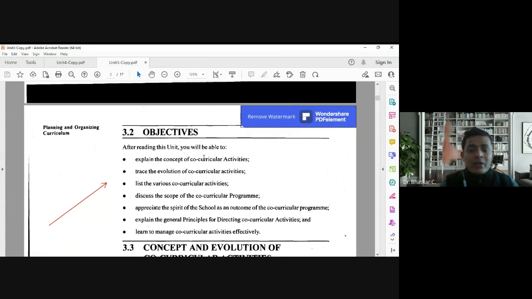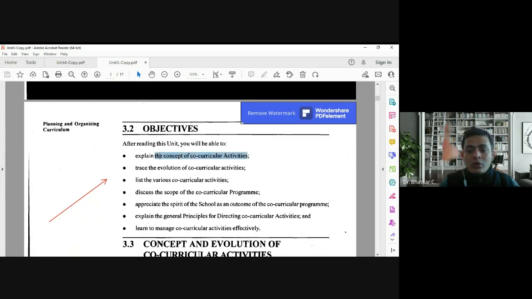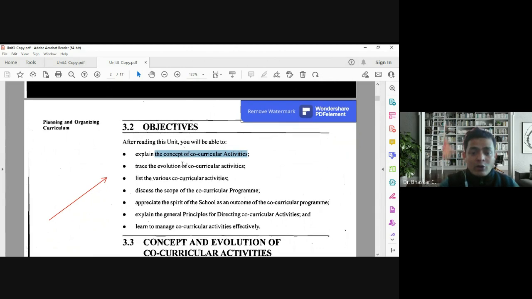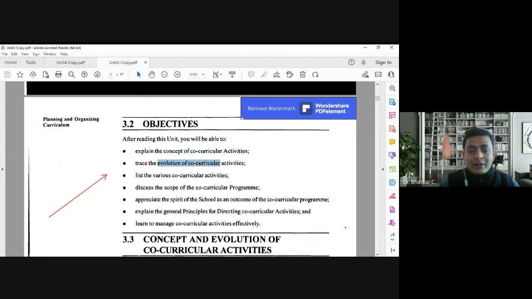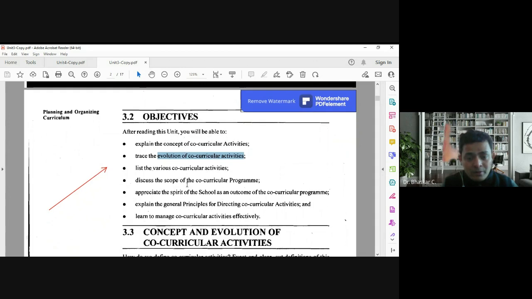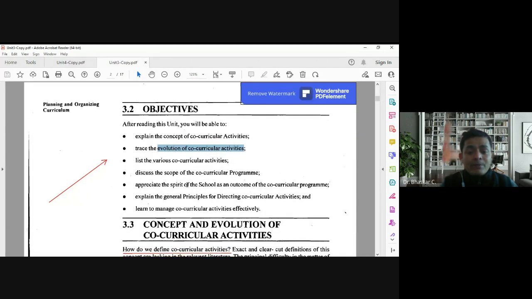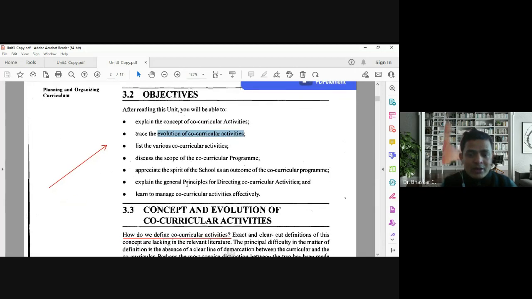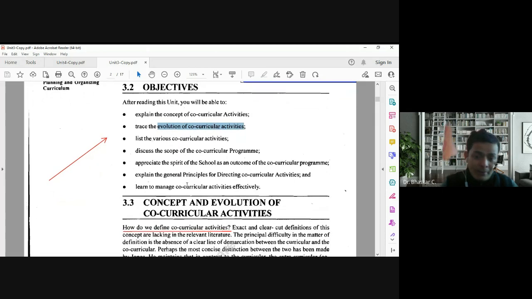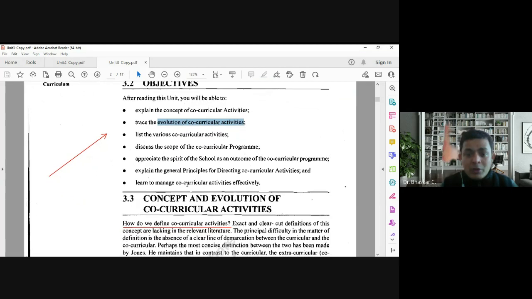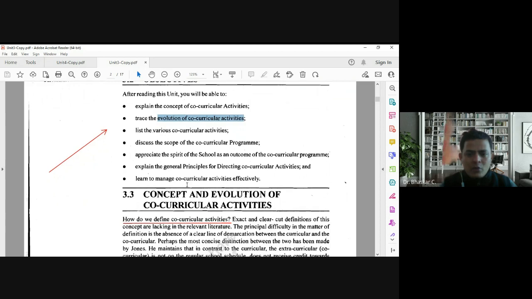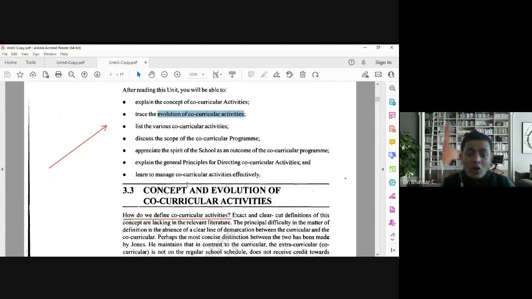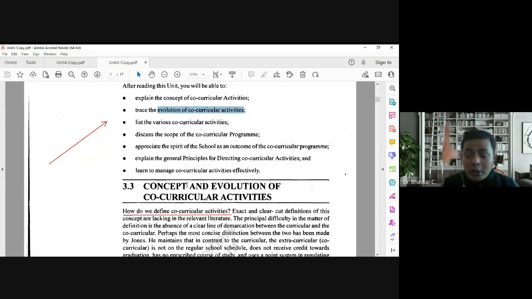What is the first objective? It is to explain the concept of co-curricular activities. Now we need to explain what is actually the meaning of co-curricular activities. Second objective is the evolution of co-curricular activities, how it has evolved over the last many years. And then we also need to understand what may be the various co-curricular activities. This is objective number 3. Then we will discuss the scope of the co-curricular program. Then we will try to appreciate the spirit of the school, in which spirit the school is going to organize these co-curricular activities.